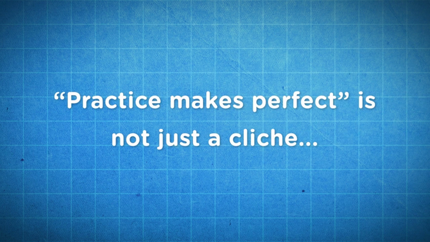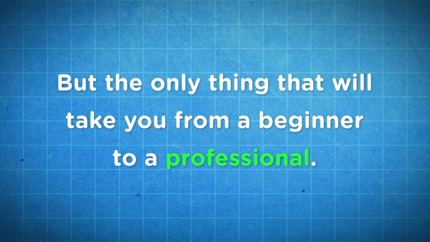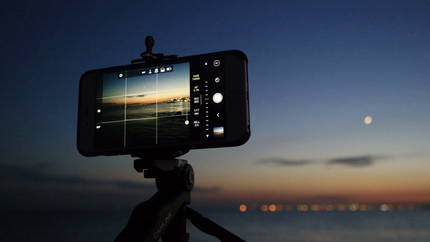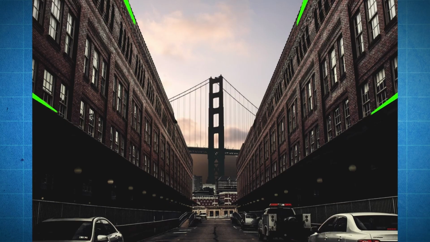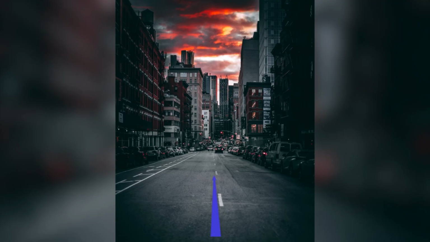And practice makes perfect is not just a cliche that your middle school basketball coach says, but the only thing that will take you from beginner to a professional. The best thing that you can do is shoot, shoot, shoot. While you're between shooting, study your favorite photographer's photos and look for all the elements that we've discussed in this course. Once you start recognizing their patterns, you can begin to add your own style.